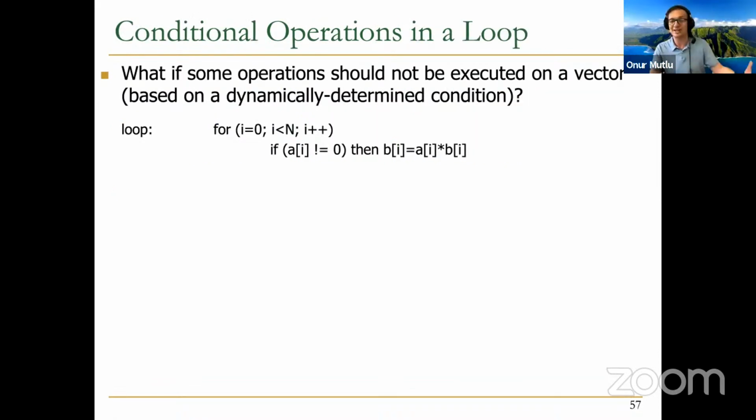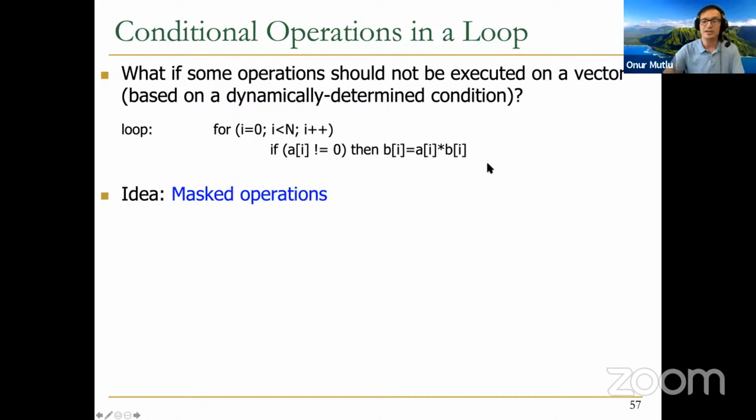Okay, now we're generalizing. Let's talk about conditional operations in a loop. What if some operations should not be executed on a vector based on a dynamically determined condition? We actually saw the vector mask register, right? And again, this is an example. For example, we're iterating up from 0 to n. If the element that we're examining, A[i], is not 0, then we do the multiplication A[i] times B[i] and store the result in B[i]. So basically, A[i] is potentially a sparse vector, and for 0 elements, we're going to skip the multiplication. How can you actually do this?